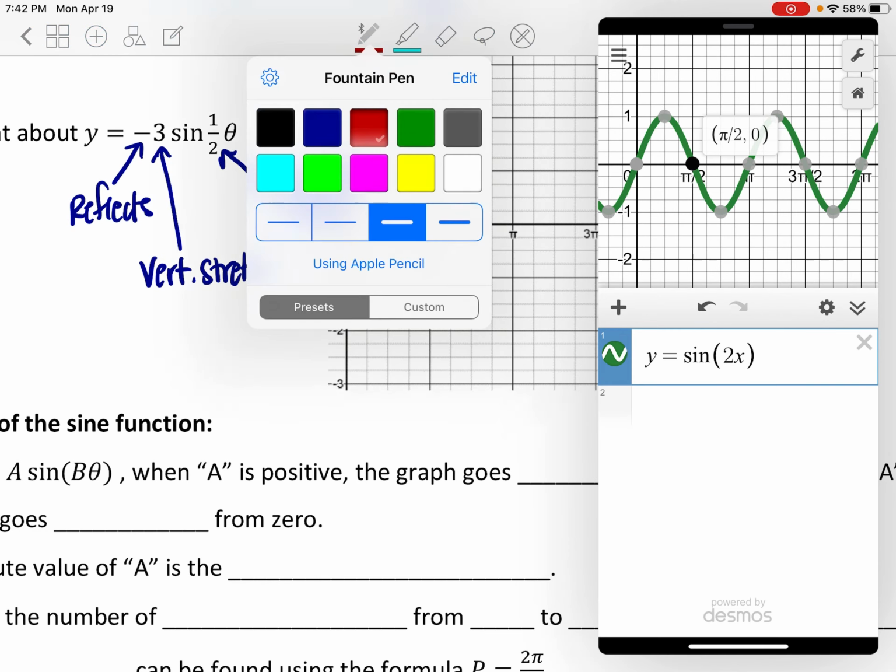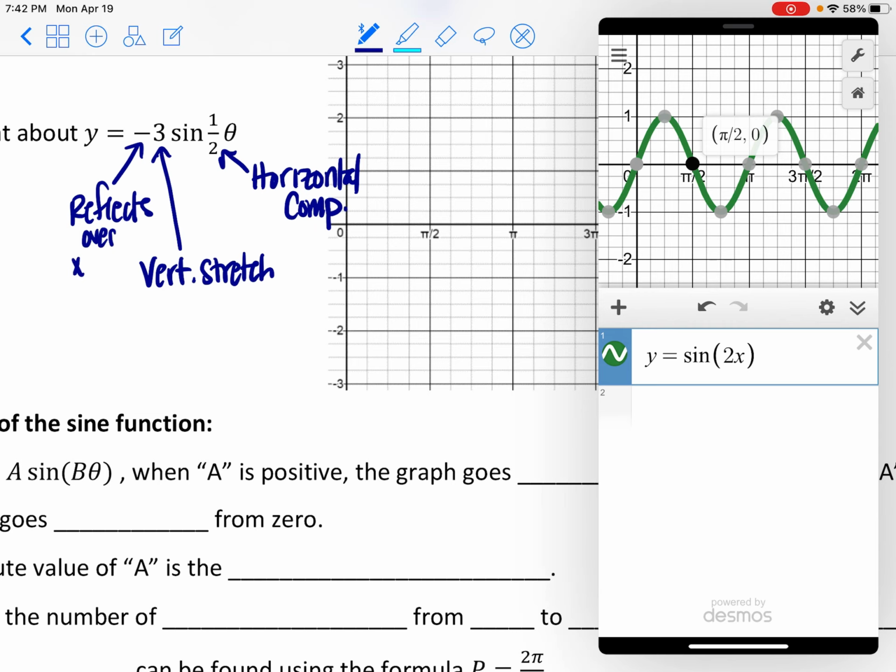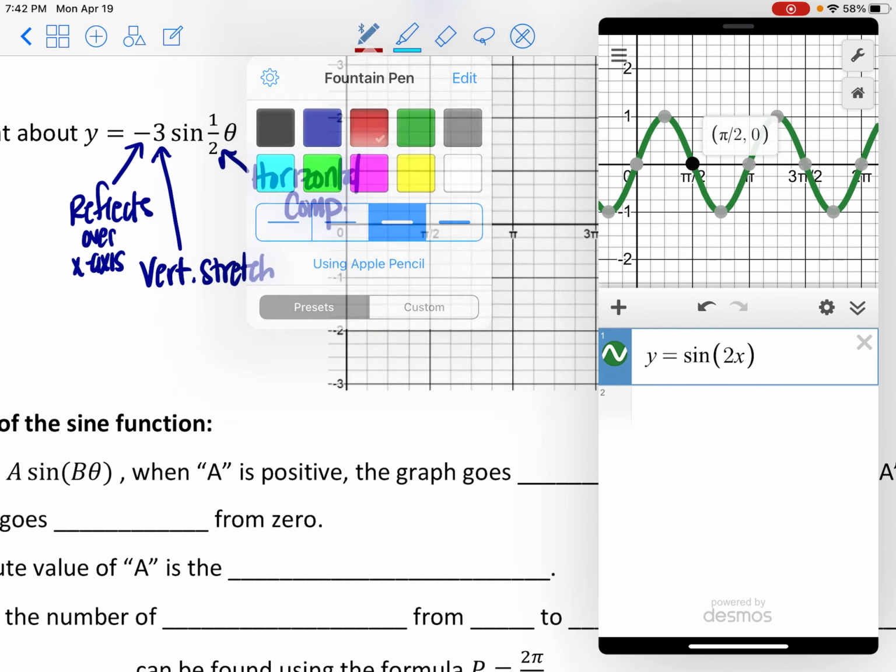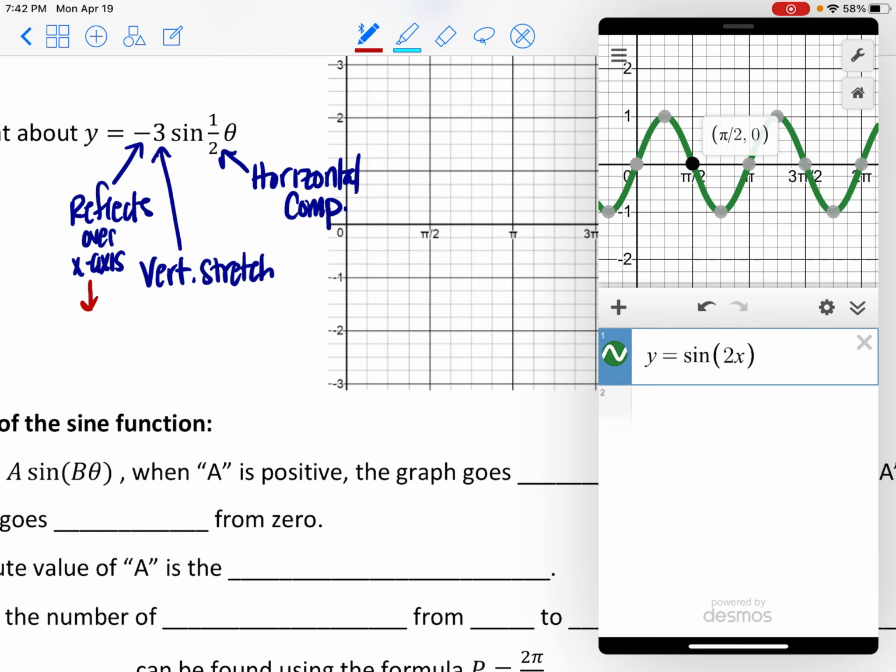when we reflect over the x-axis, what that really does is means from 0 we go down instead of going up. So from 0 we go down, instead of what the normal sine curve which is from 0 it goes up. If it's vertically stretched, what's happening is our amplitude is now going to be 3. That means we have a max of 3 and a min of 3. And if we have a horizontal compression, specifically what's going to happen is only half of a cycle from 0 to 2 pi.